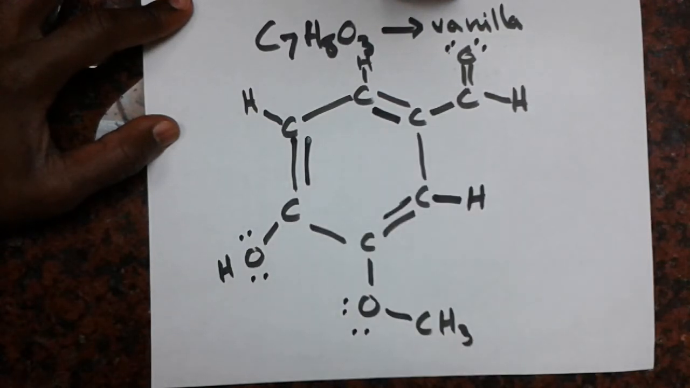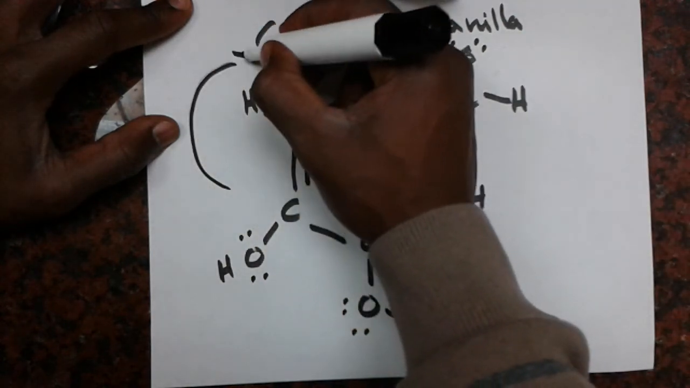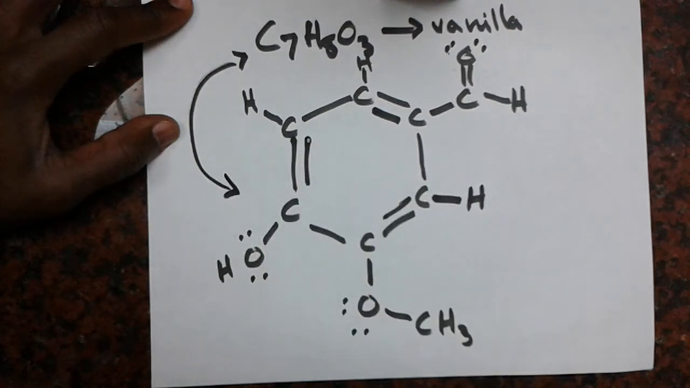Okay. So it's important to recognize that once you have a chemical structure, you can produce a chemical formula, and vice versa.